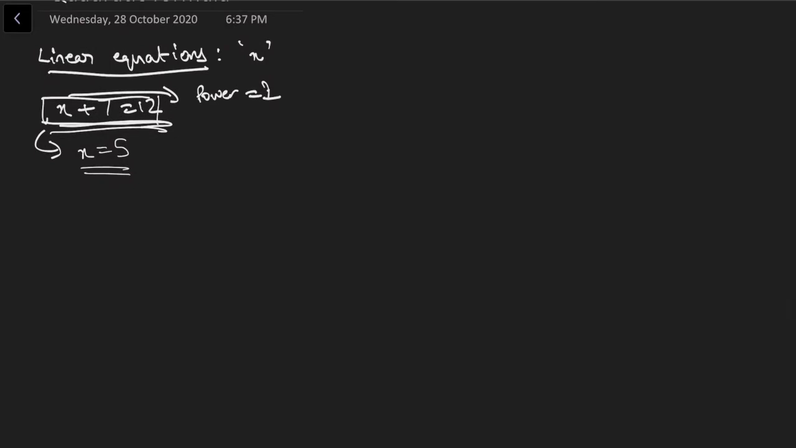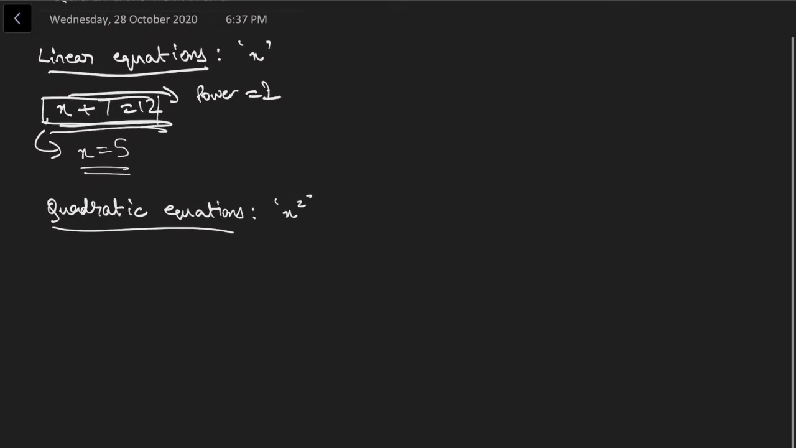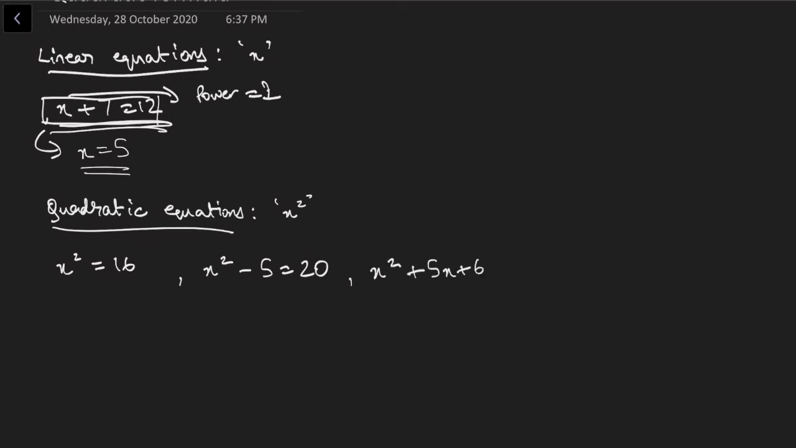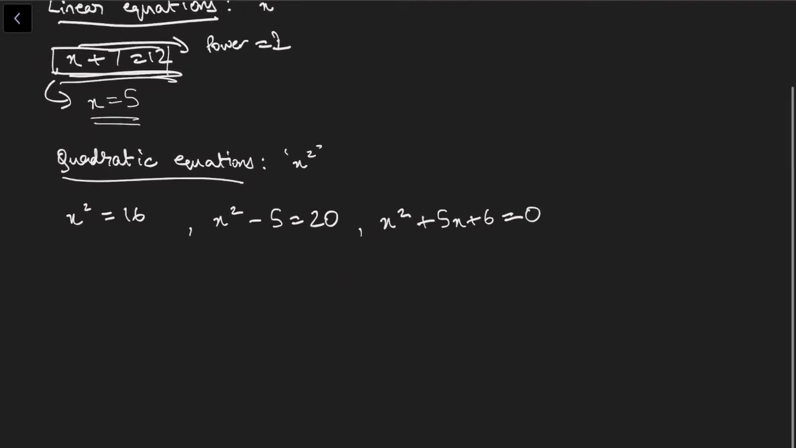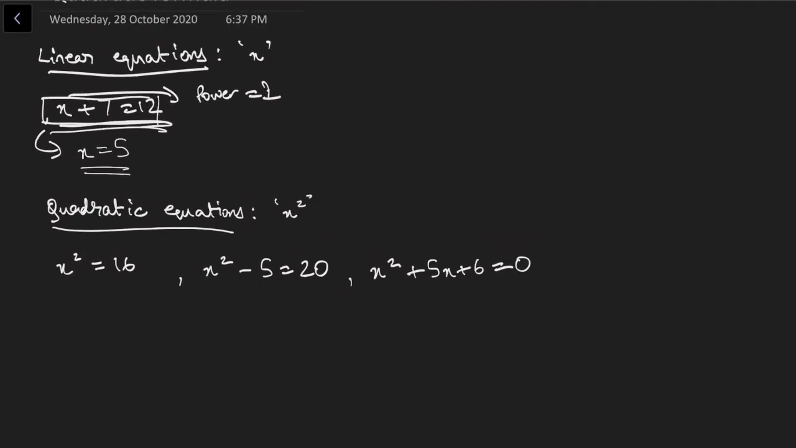Now for a quadratic equation, the highest power of the variable is 2. Now notice that I say the highest power and it's not the only power. So we can have, suppose, a quadratic equation x squared is equal to 16, or x squared minus 5 is equal to 20, or x squared plus 5x plus 6 is equal to 0. Now these are three types of quadratic equations.